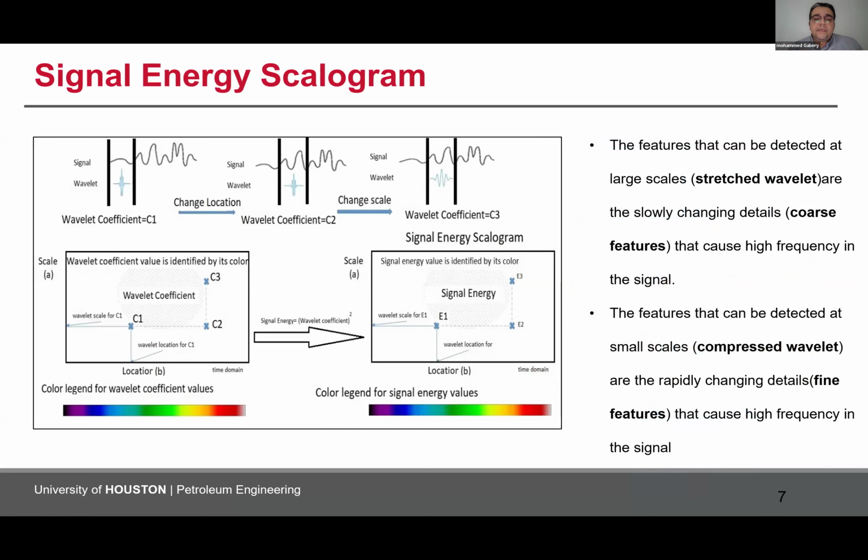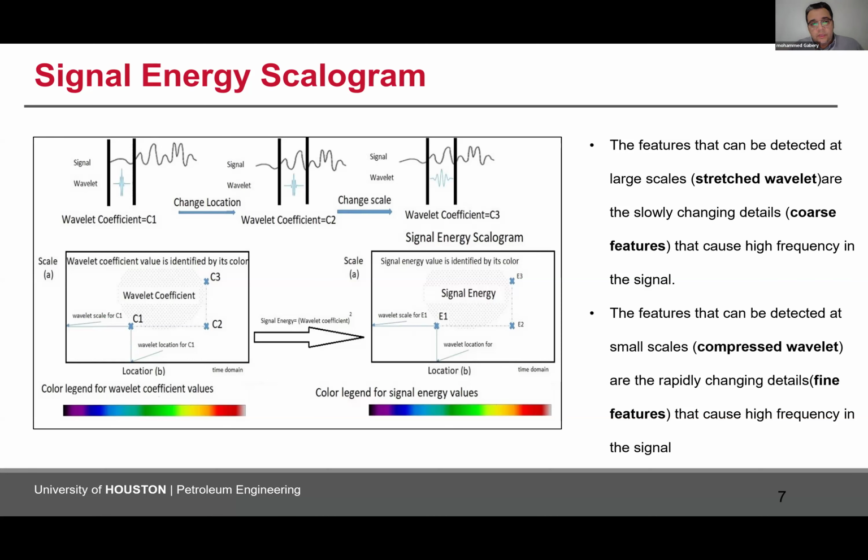One of the techniques using the continuous wavelet transform is to magnify the signal by converting any signal to a signal energy scalogram. What's the signal energy scalogram? It's a magnified version of the signal that shows the details of this signal. How to construct it? Simply by conducting the continuous wavelet transform over a range of scale and translation.